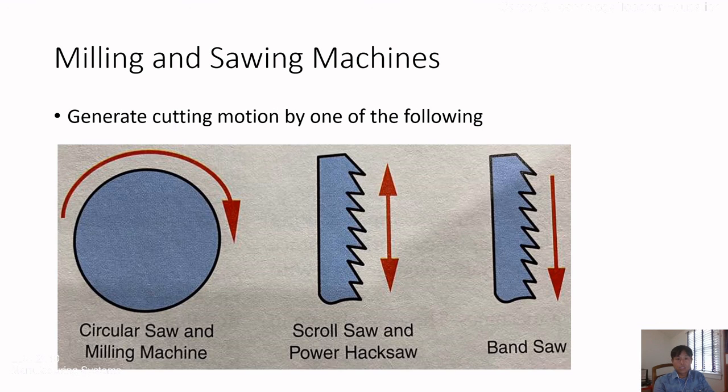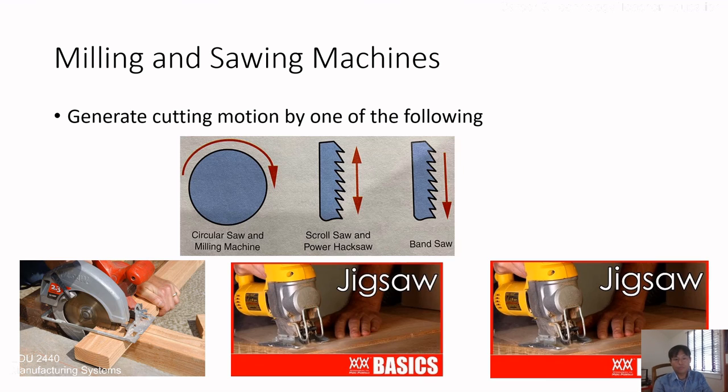And the milling and sawing machines. These are common in technology classrooms. The first one is the circular saw and milling machines, depending on the motions. The first one is circular, the second is reciprocating up and down, and the third one is one way, linear. Those are common examples. The first one is a circular saw or a table saw using this motion. And the second one is the jigsaw.